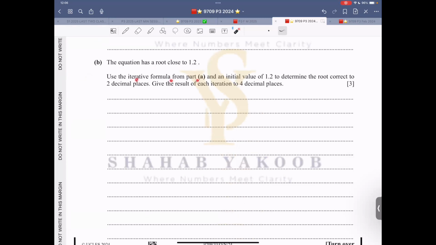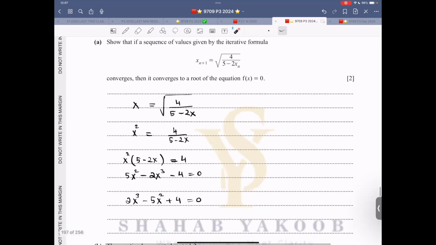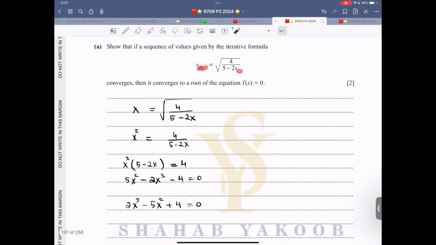Then it says the equation has a root close to 1.2. Use the iterative formula from part A, initial value 1.2, to determine the root correct to 2 dp, giving the result of each iteration to 4 dp. So now the first thing, I just erase n plus 1 and n, because in an iterative formula you have this written. When you remove this, this equals this. After successive iterations, the input and the output are the same. Square both sides, cross multiply, and this is what you get.